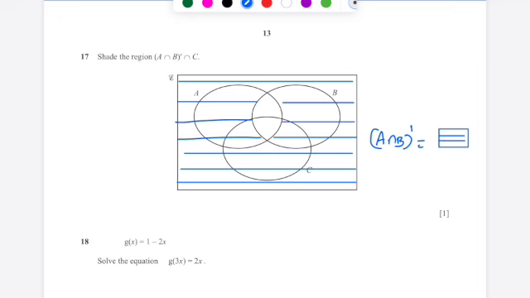these lines. Next, intersection C. I am going to shade C with the vertical lines. Now I want the intersection part. Intersection part means which is common in both. So which area is common in both? This area is common in both. This is the area which is common in both.